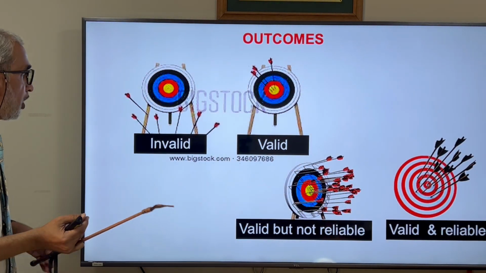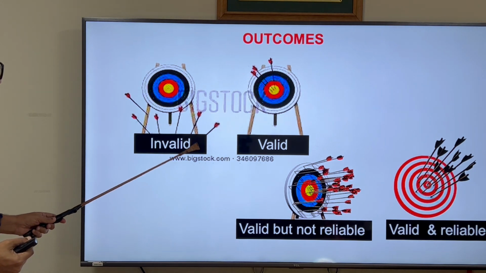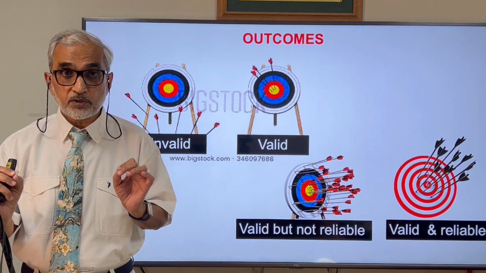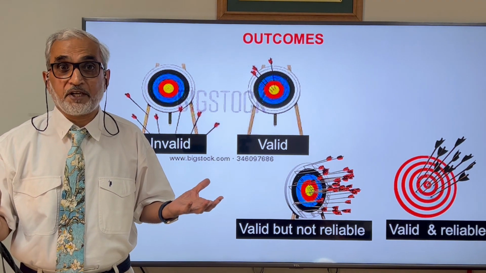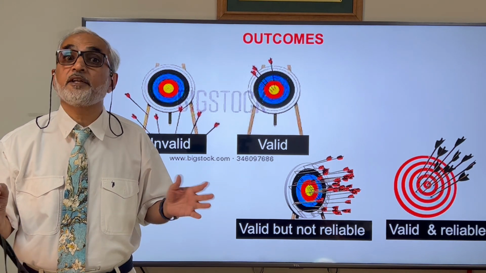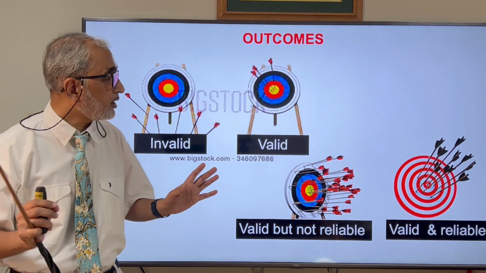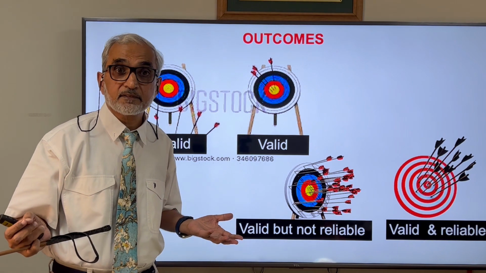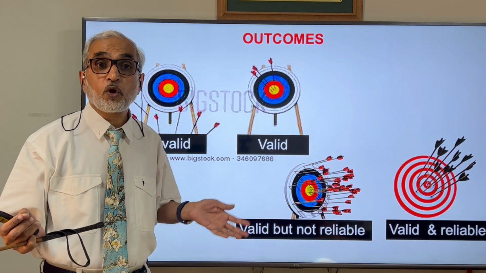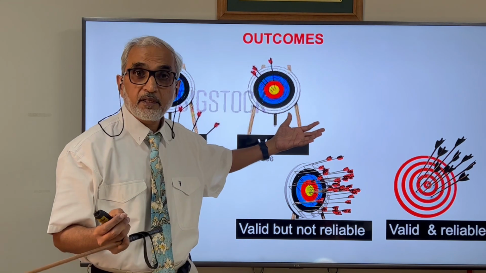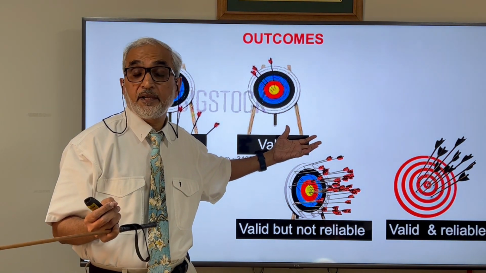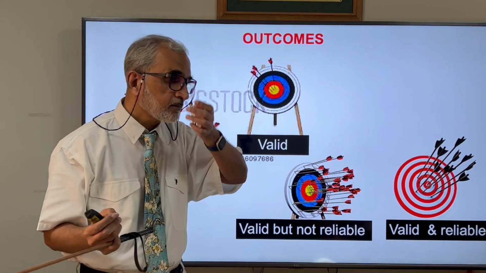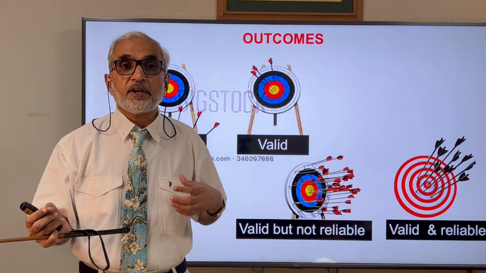Now, what could be the outcome? The outcome could be that the arrows do not hit the target. Now, the purpose was that the arrows should hit the target. If arrows are not hitting the target, then this test is invalid, whatever the reason could be. Or if few hit, or if all of them hit, then it's a valid test. Rather, a very good valid test, because the purpose was that the arrows should hit the target and they are hitting it. And obviously, if few arrows hit and few don't hit, then we can say that the validity is less.